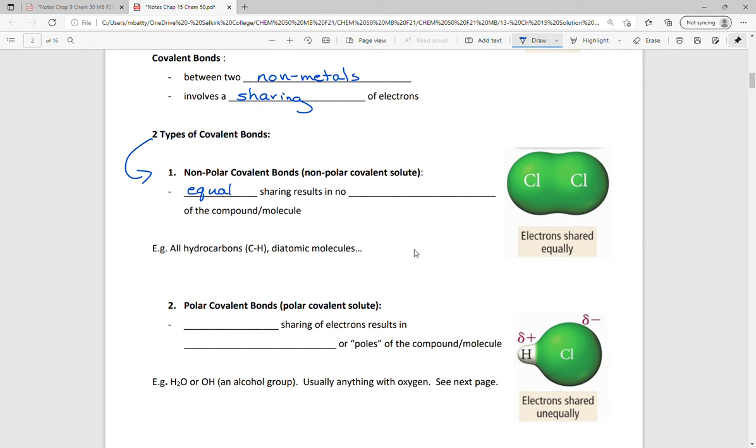Because the two things are exactly the same or are very similar in their electronegativity, it results in no polarity or no polarization of the compound or the molecule.